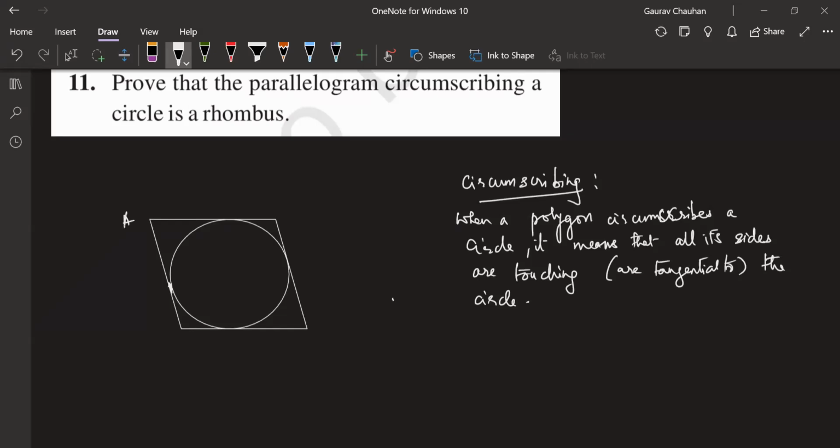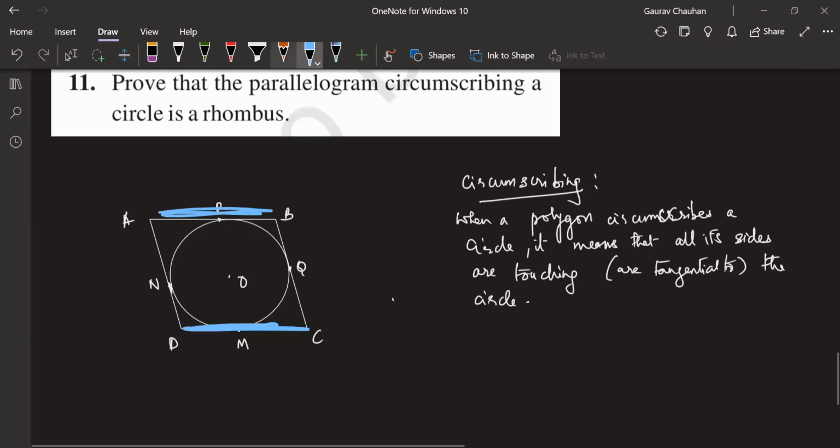Let's name this parallelogram as A, B, C, D, and let's name the points of contact as P, Q, M, and N. The center is O, our favorite center. Now we have to prove that this is a rhombus. Remember, we already know it's a parallelogram, which means this side and this side are equal, and this side and this side are equal. For it to be a rhombus, what extra do we need to know?